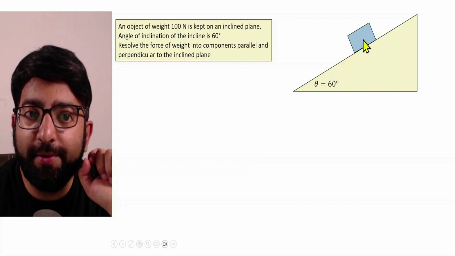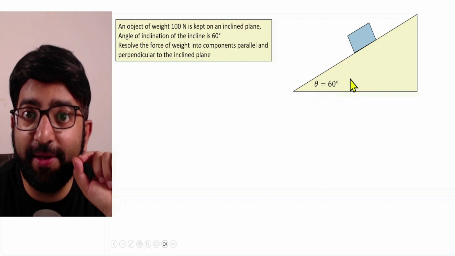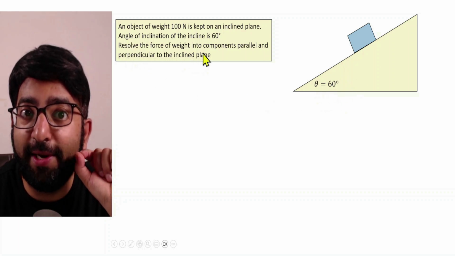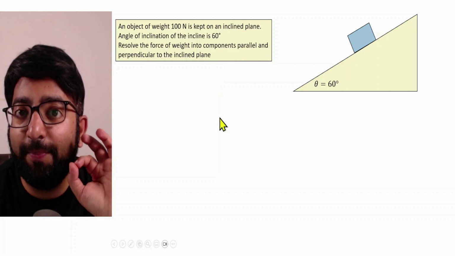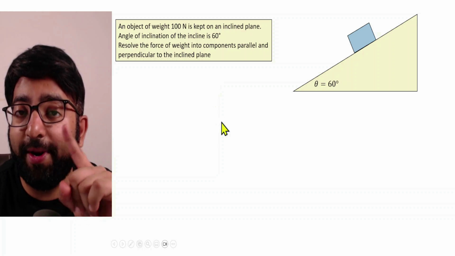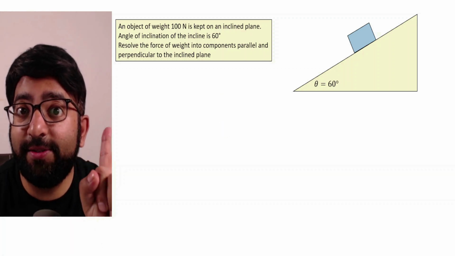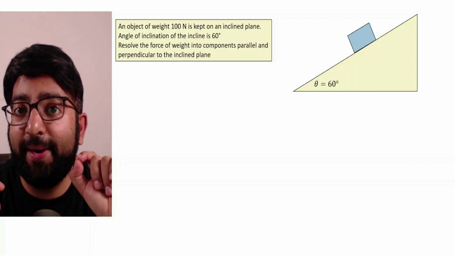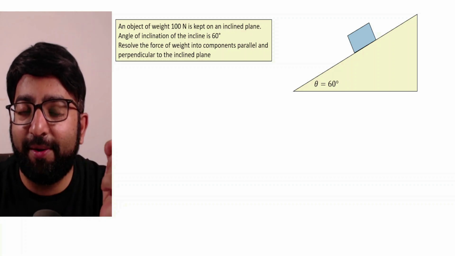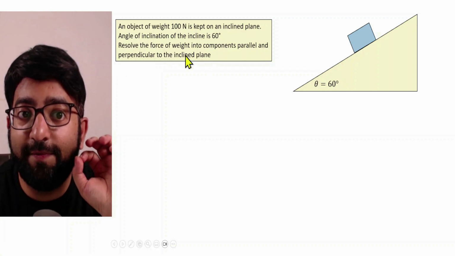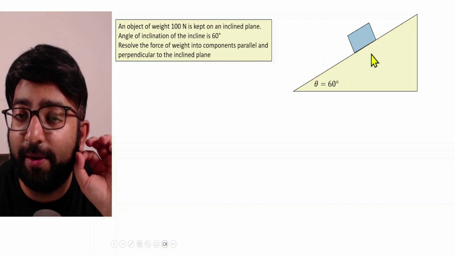An object of weight 100 newtons is kept on an inclined plane. The angle of inclination is given as 60 degrees. Now we need to resolve the force into components parallel and perpendicular to the inclined plane. So far, we had been resolving a vector into the x component and the y component. But we can resolve a vector in any two directions as long as the two directions are perpendicular. In the previous case, the x-axis and the y-axis are of course perpendicular. In this question, they want us to resolve the weight force into components which are parallel to the inclined plane and perpendicular to the plane.